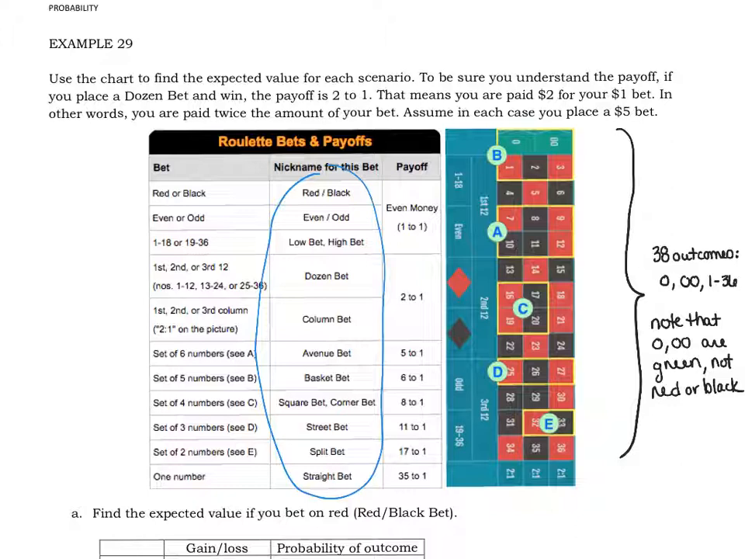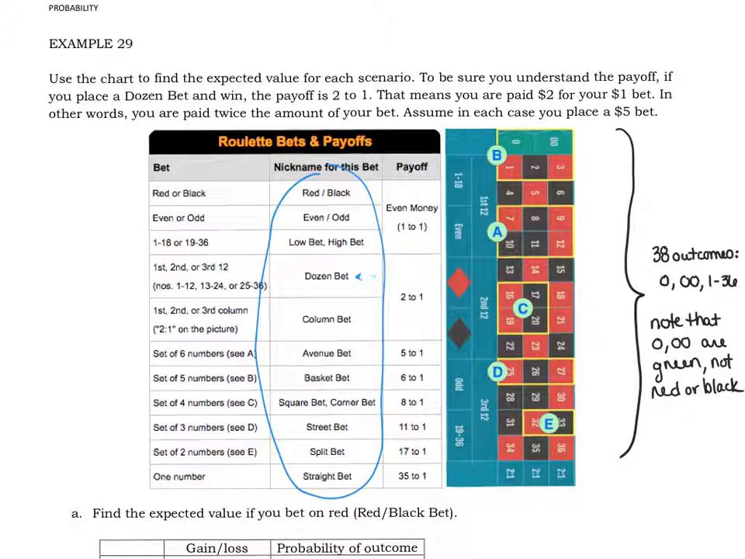The one thing you do need to understand is if you would, for example, place a dozen bet, which is this one right here, and win, this payoff says 2-1. So that means if you bet $1, you get paid $2. In other words, you'll gain $1. We're going to assume we place a $5 bet. So if you had placed a $5 bet and you won, you would get paid $10, or you would have a gain of the $5.